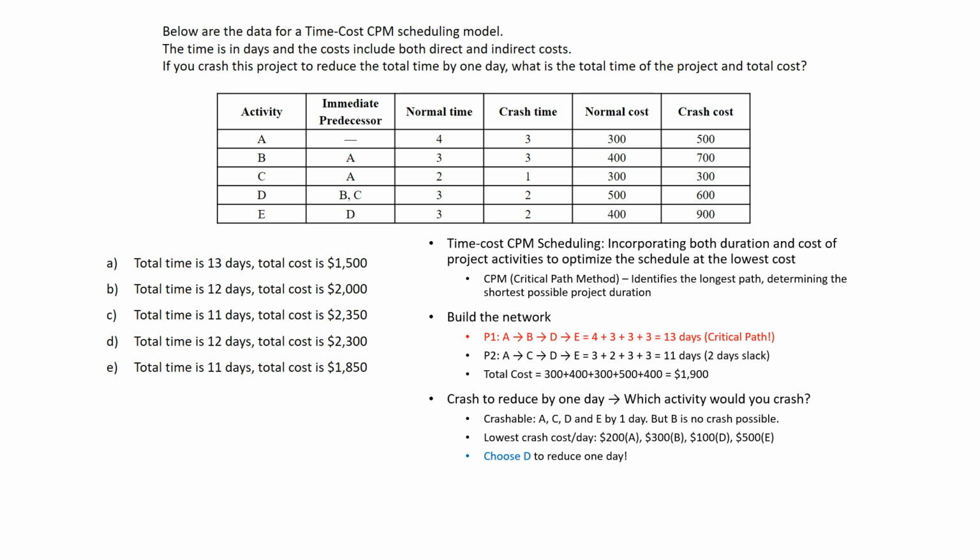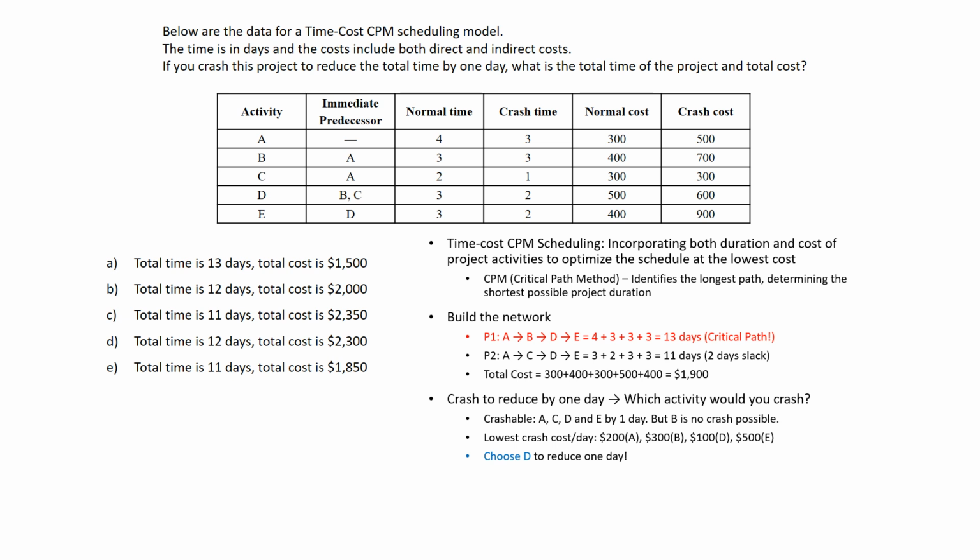So let's consider then we want to reduce the total time by one day, right? So which activities would you crash? There are crashable activities, but for activity B, no crash is possible because crash time equals normal time at 3 days. So A, C, D, and E, by choosing those activities to crash, you can save 1 day.